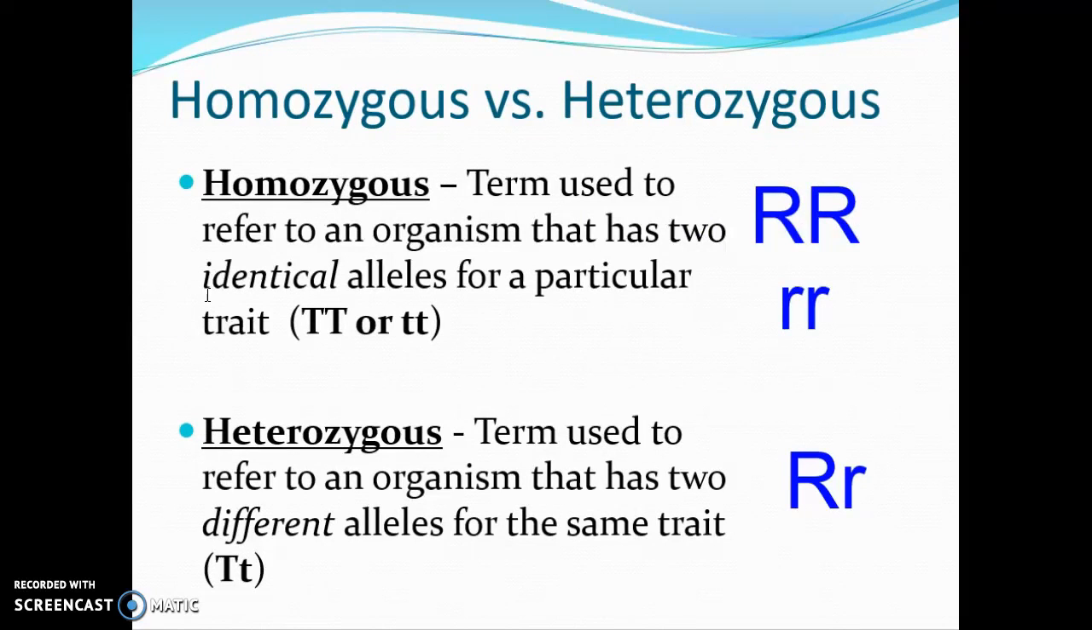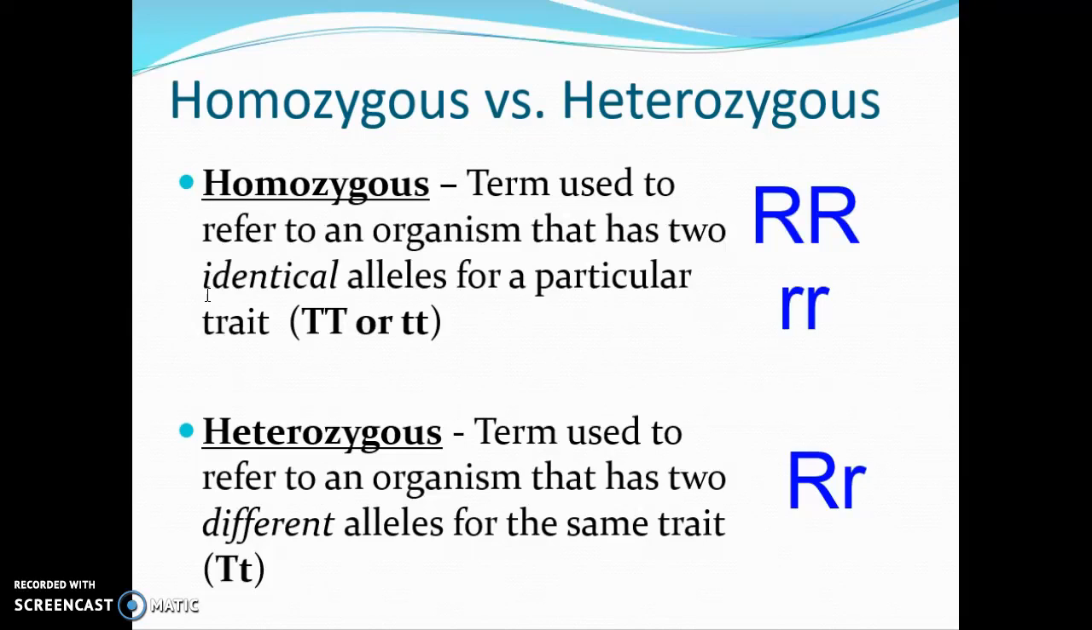Homozygous versus heterozygous. This also is going to be extremely important when we're talking about Punnett squares. It's important that you know the difference between homozygous and heterozygous. Homozygous refers to an organism that has two identical alleles. So that can be capital or lowercase, and again, the letter doesn't matter. The example given here is capital T, capital T, and lowercase t, lowercase t, or capital R, capital R, and lowercase r, lowercase r. If we recall what we know about prefixes, homo means same. So it makes sense that we're talking about the same capital or lowercase.